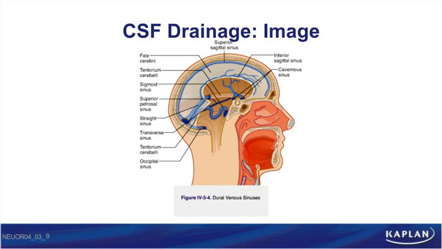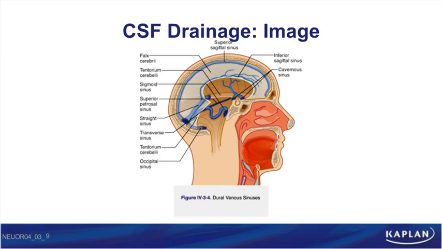As mentioned prior, CSF drains into the CNS venous system. This image illustrates all of the major dural venous sinuses of the brain. The superior sagittal sinus, which is located in the superior margin of the falx cerebri, drains into 2 transverse sinuses. Each of these drains blood from the confluence of the sinuses into sigmoid sinuses. Each sigmoid sinus exits the skull via the jugular foramen as the internal jugular veins.